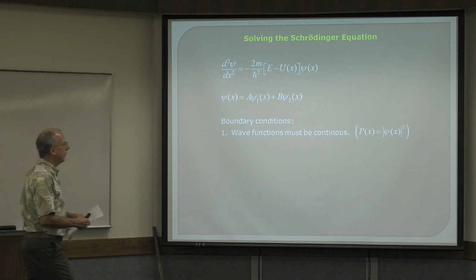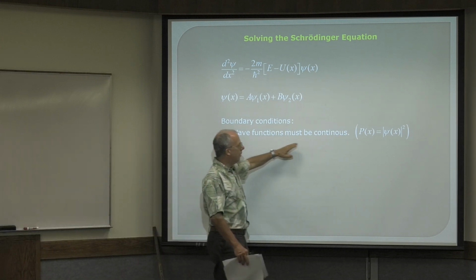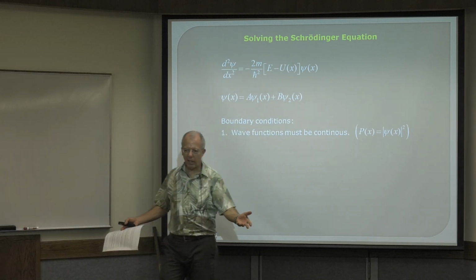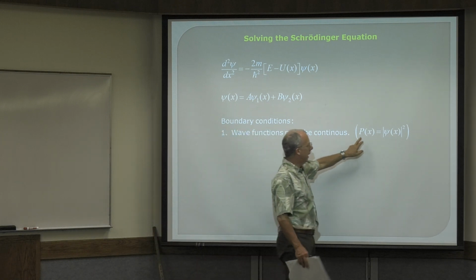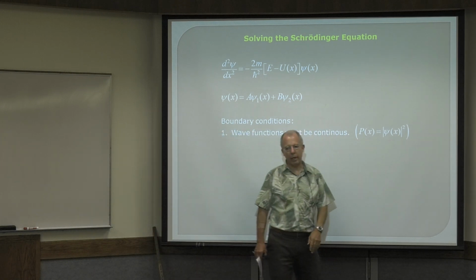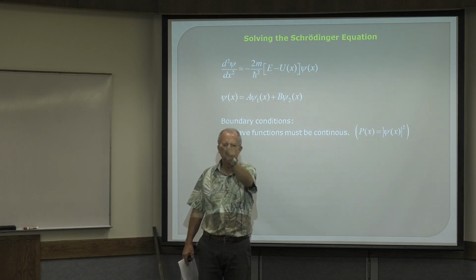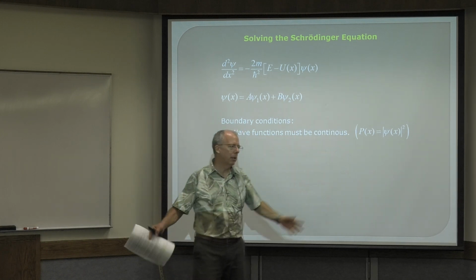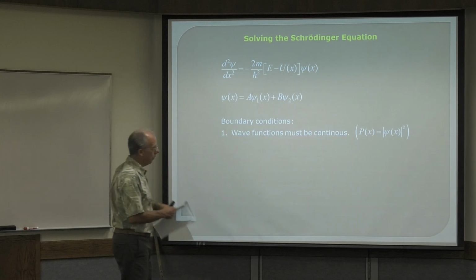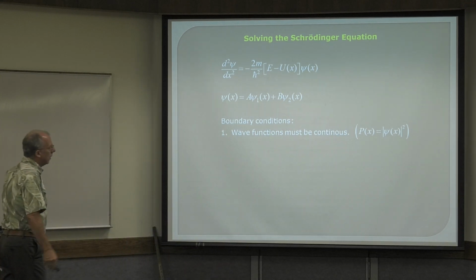Okay, number one, the wave functions have to be continuous. Well, that kind of makes sense, right? I mean, the probability density is the wave function squared. Well, if you don't have a continuous function, what does that mean for the probability where there's no function? It doesn't make any sense. So you have to have continuous functions. Okay, fine.